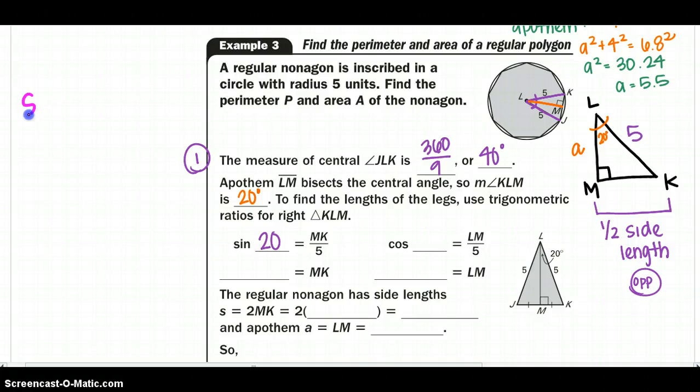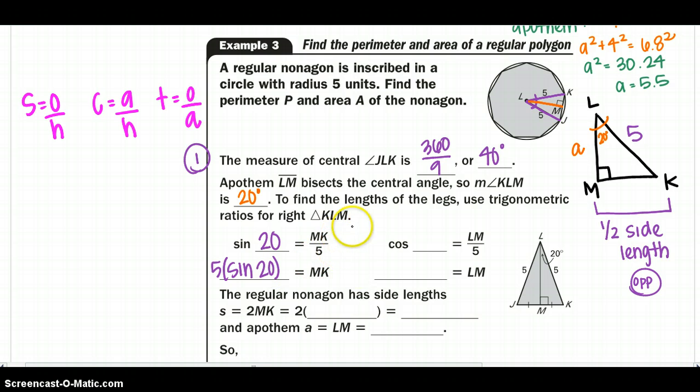And if we need to rewrite, SOH CAH TOA, we can do that. Remember, sine equals opposite over hypotenuse, cosine equals adjacent over hypotenuse, and tangent equals opposite over adjacent. So when we solve that, we would have 5 times the sine of 20, which I got to be approximately, so MK is approximately 1.710. Alright, so we've found half of our side length.